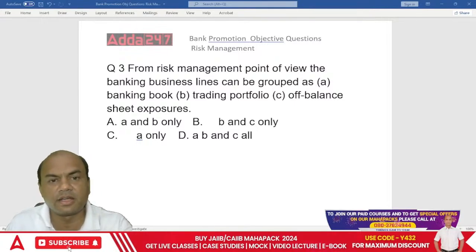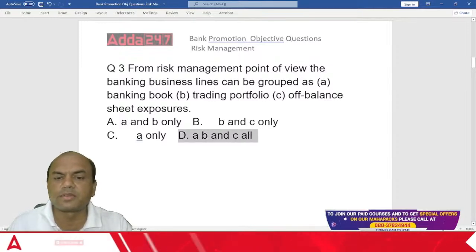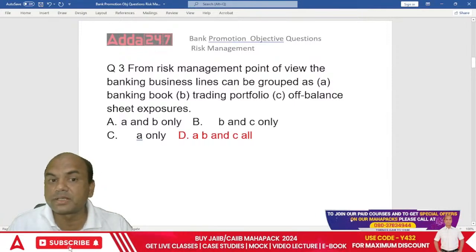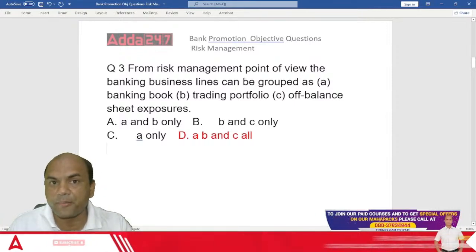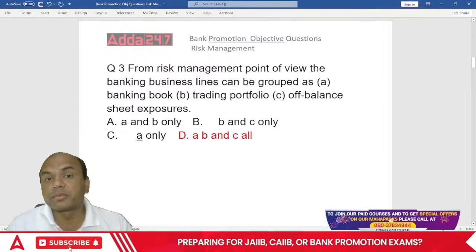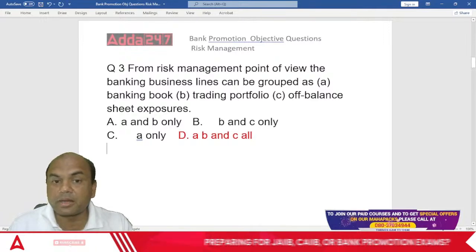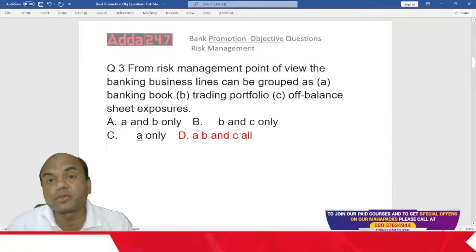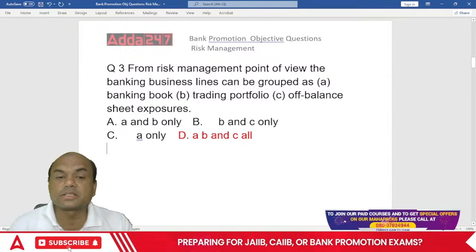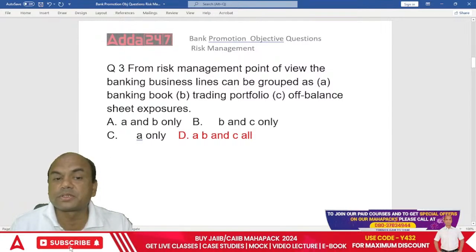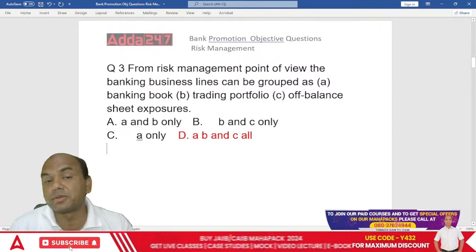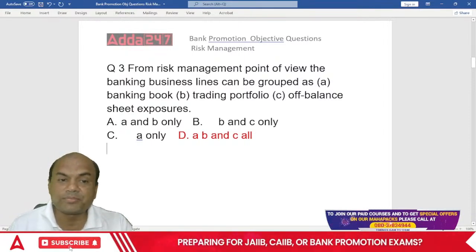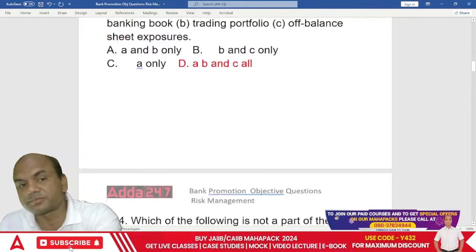The answer is D, A, B, and C all of them. Banking book means statutory reserves, CRR, SLR. Trading book means proprietary bonds, which are purchased for selling, for earning profit. That is known as trading book. Off balance sheet exposure is related to contingent liabilities, like LC, bank guarantee, court cases. All these are off balance sheet items. So the answer is D, A, B, and C all.